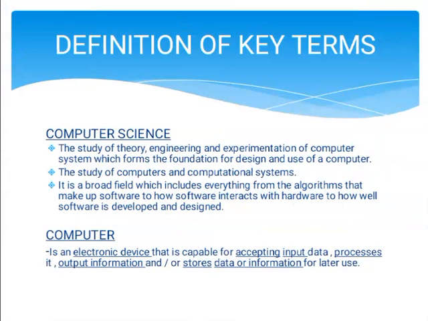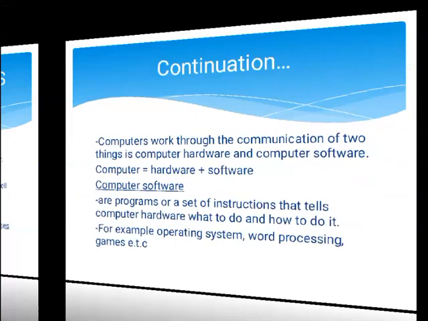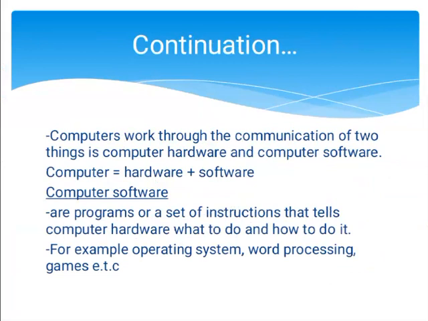Then a computer is capable of processing it. By processing, we are saying it is capable of changing data into information. Then it stores data or information. This simply means it is capable of keeping the data or information. Then a computer works through the communication of 2 things, that is computer hardware and computer software. Therefore, I came up with the formula: computer is equal to hardware plus software.